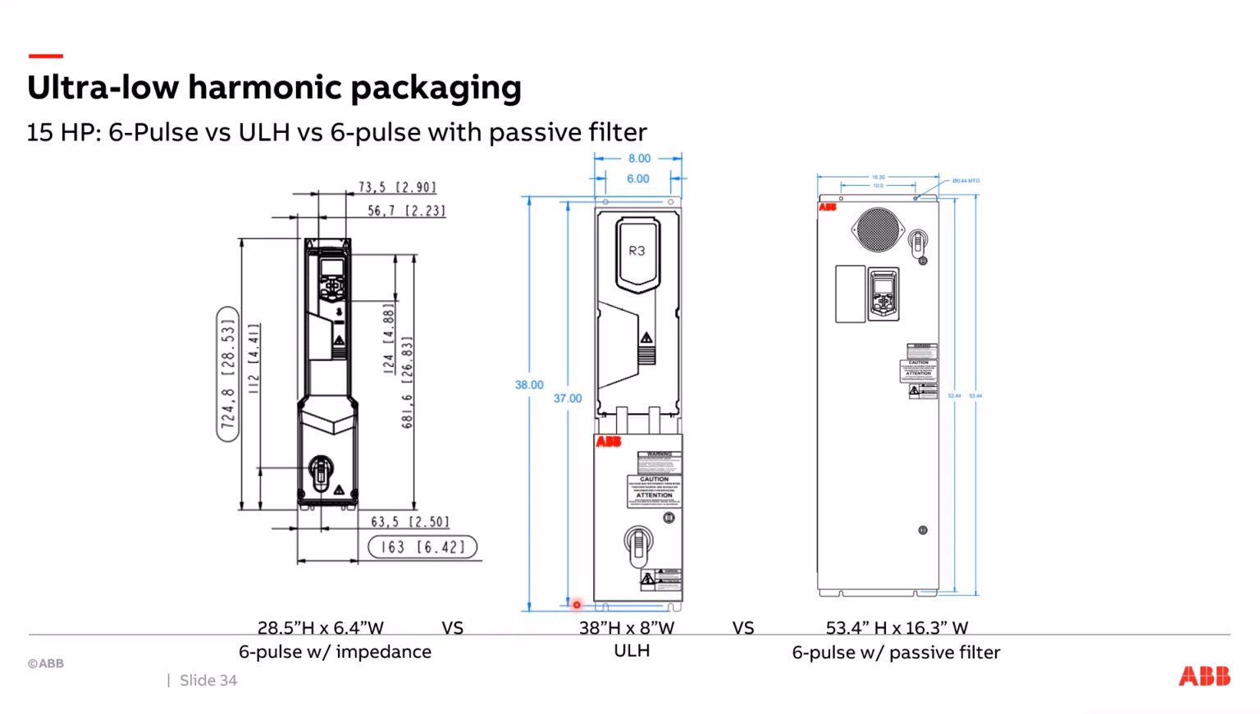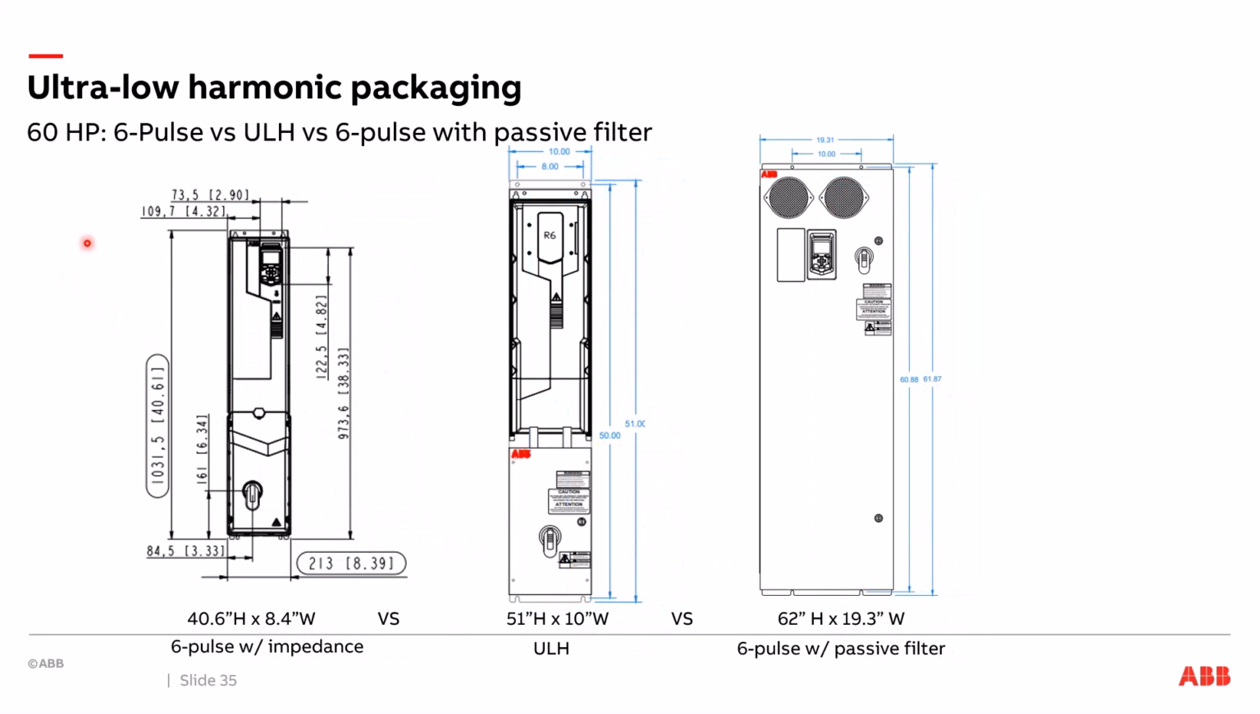So your standard solution is 6.4 inches. If I went with an active front end drive, if this is a 15 horsepower example, I only went to an 8-inch wide enclosure, so I'm less than 2 inches wider. Very little depth impact. But if I'd gone with a 6-pulse drive and put it in a box with a passive harmonic filter, now I'm going up to 16 inches wide, so I'm over double the width of my original solution, where if I went with an active front end solution, I didn't really add much width.